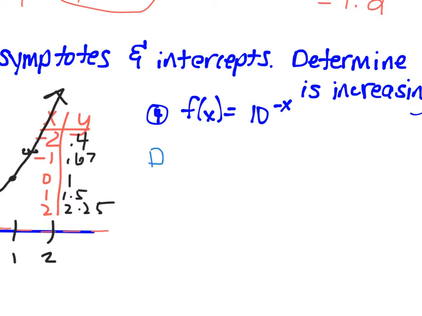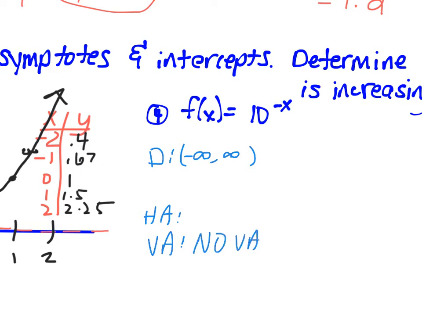First of all, what's my domain? I'm not asking you for that right now, but what's my domain for an exponential function? Negative infinity to positive infinity. All right, you can tell me the horizontal asymptote. You can tell me the vertical asymptote. At y equals 0. There is no what? Vertical. No vertical asymptote. Very good. What's the horizontal asymptote? Y equals 0.